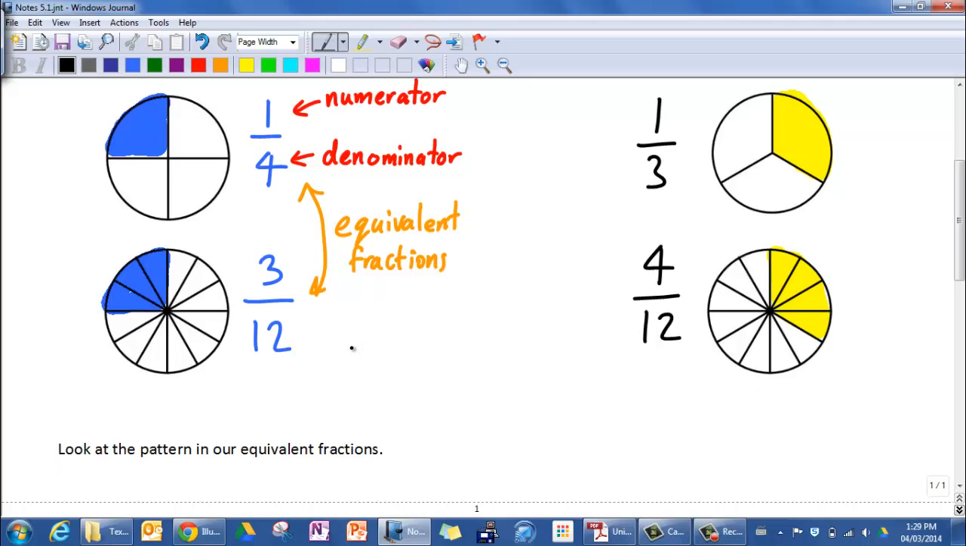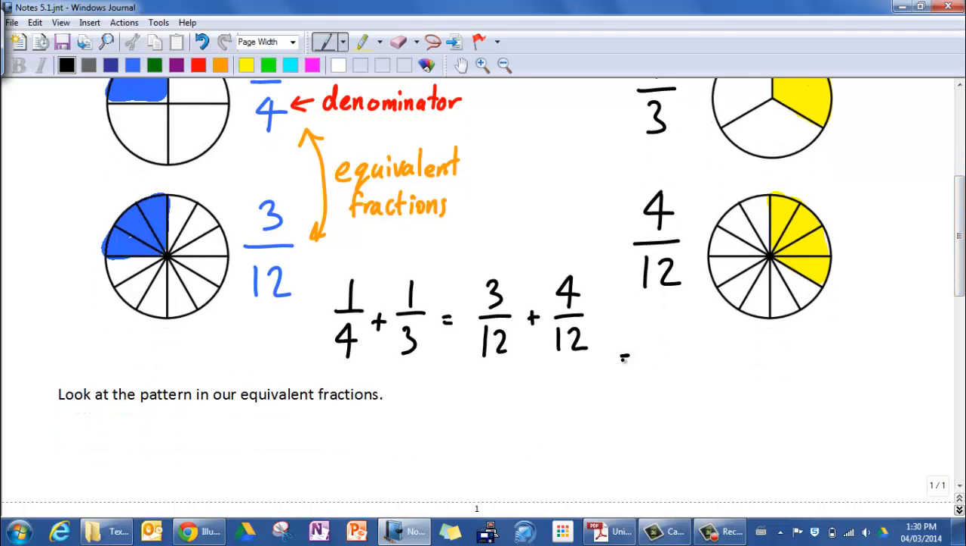So if I want to add the fractions 1/4 plus 1/3, then that would be the exact same as adding the fractions 3/12 plus 4/12. Now when I have the pie split up in 12s like I do here, it's a lot easier for me to compare those amounts. So if I have 3/12 over here and 4/12 over there, then my final answer is 7/12.